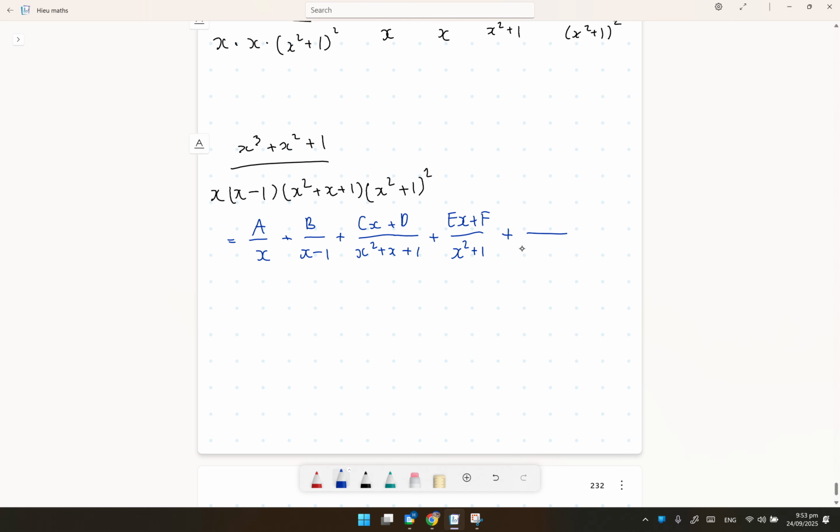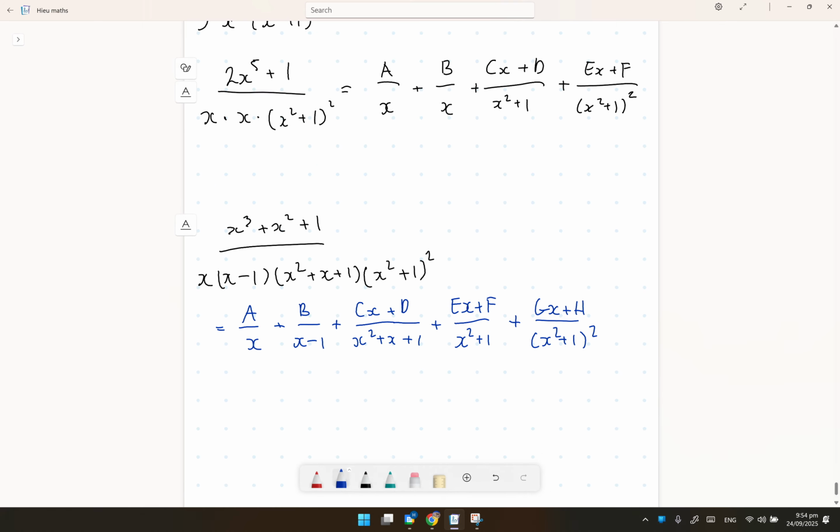And finally, as the rule states, we're going to go again to the next power, x squared plus 1 to the power of 2. And again, the same form. This time it's just going to be u squared, but the differentiation of u is still going to be in that form. So this is going to be gx plus h: a, b, c, d, e, f, g, h.